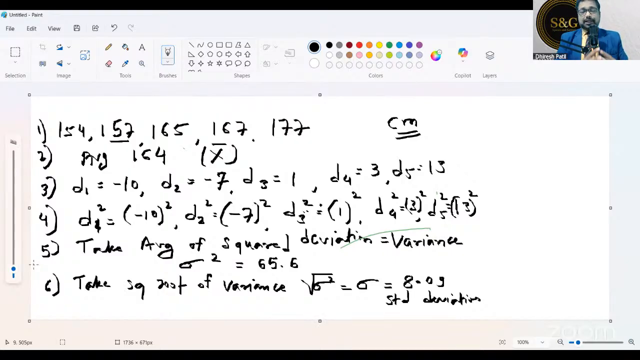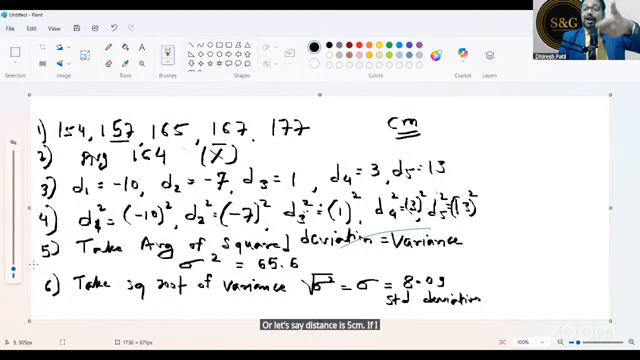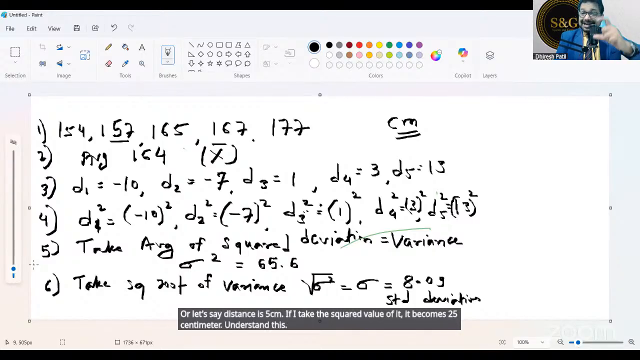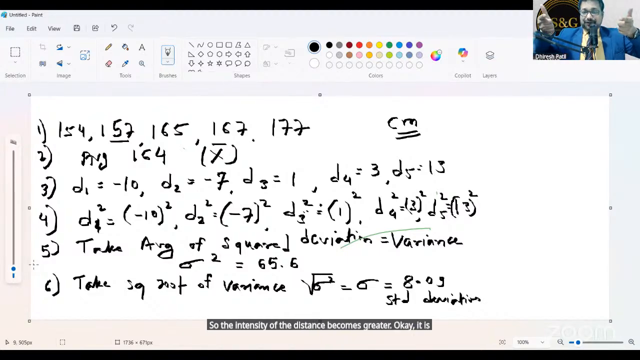See, Virendra ji, I'll come again. Why do we square the data? As you go away from the mean, let's say the distance is 2 centimeters, or let's say the distance is 5 centimeters. If I take the squared value of it, it becomes 25. Understand this? So the intensity of the distance becomes greater. It is intensified that way.